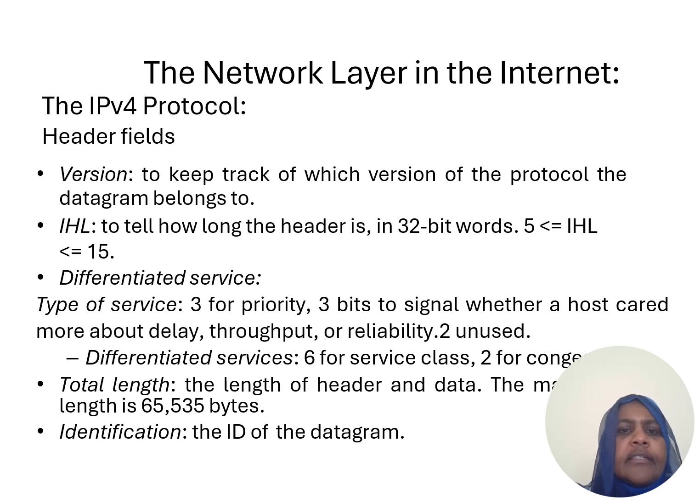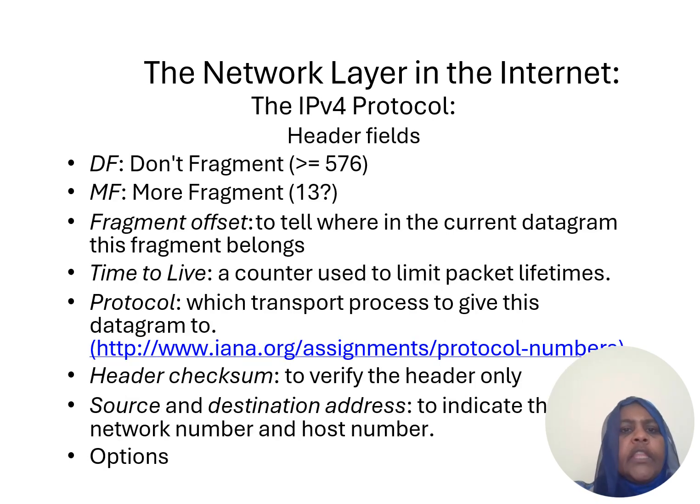Differentiated services: 3 bits for priority, 3 bits signal whether the host cared most for delay, throughput, or reliability, and 2 are unused. Currently, 6 bits are used for the service class and 2 for congestion. The total length is the length of the header and the data, the payload. The maximum length is 65,535 bytes.